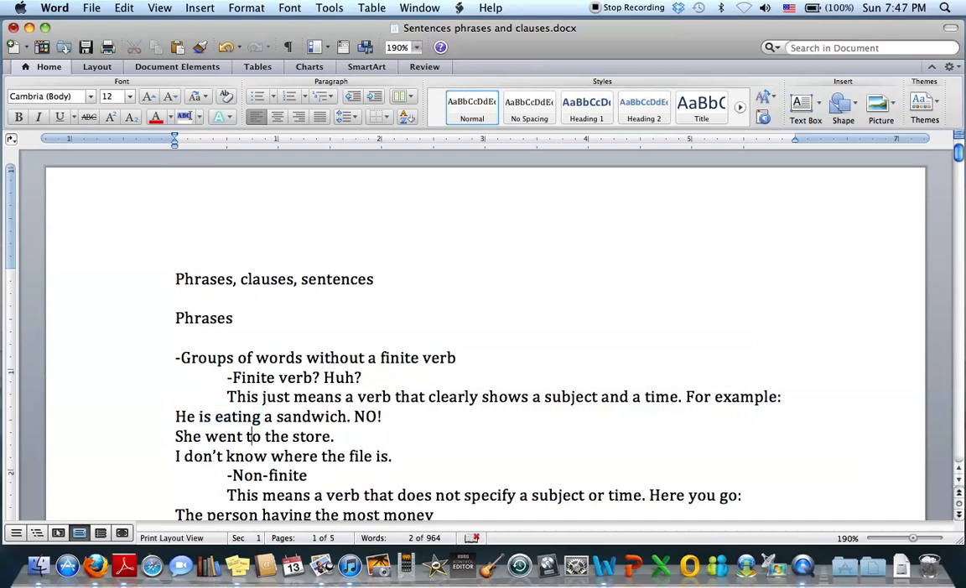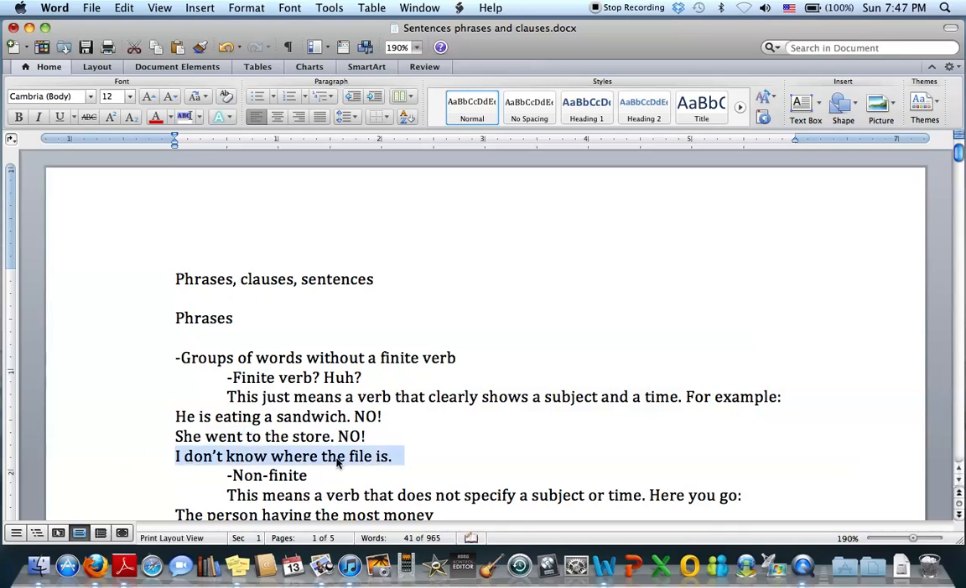Okay. Next up, she went to the store. Oh, that doesn't work either. We have a clear subject right here, she, and we have a clear verb that shows not only that it's she that did it, but also that it was in the past. Therefore, this one is not a phrase either.